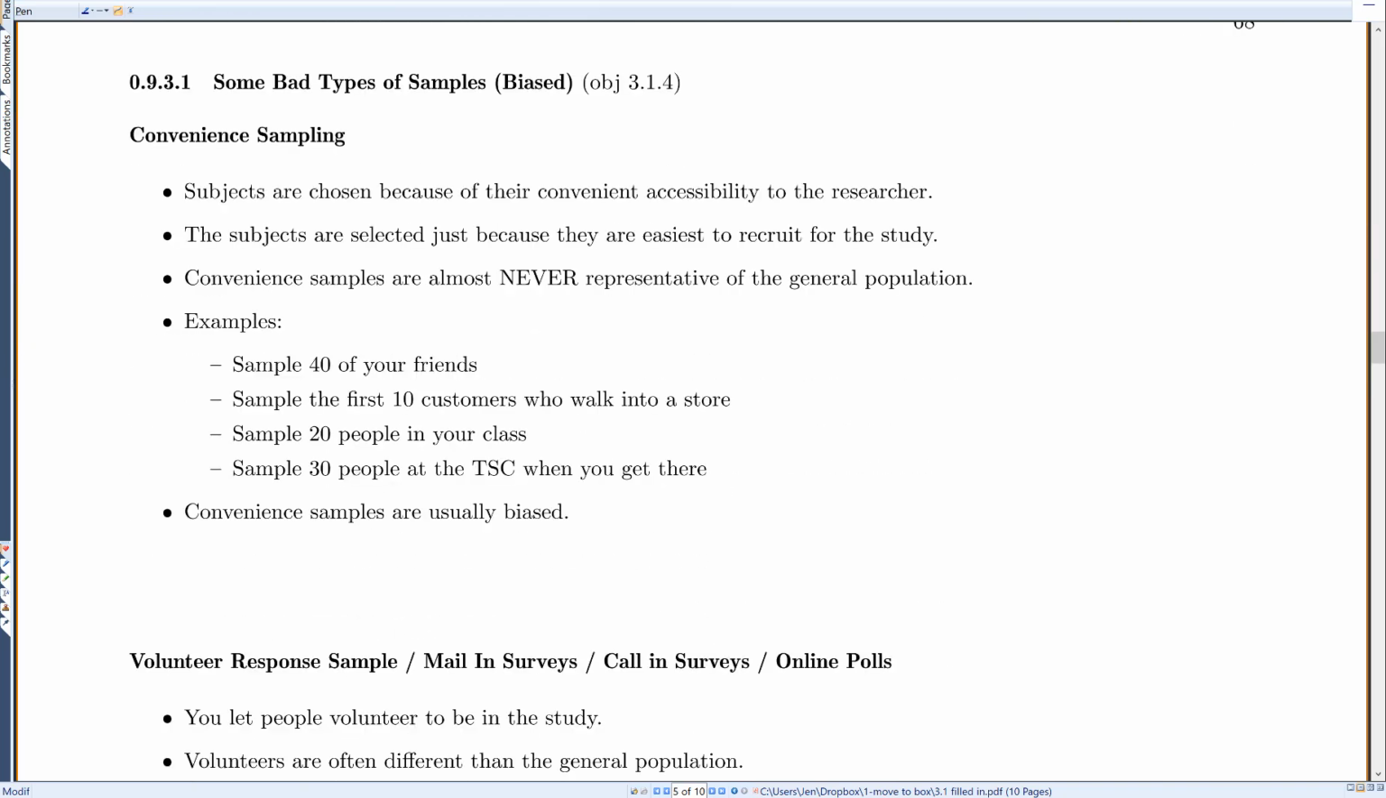Here are some examples of bad types of samples that would be biased. The first one is convenience sampling, which is very common because it's very convenient. Its subjects are chosen because of their convenient accessibility to the researcher. So the subjects are selected just because they're the easiest to recruit for the study. Convenience samples are almost never representative of the general population. Some examples would be sampling 40 of your friends, or the first 10 customers who walk into a store, or 20 people in your class, or 30 people at the TAC when you get there. Those are all convenient, easy samples, and they're usually going to be biased.